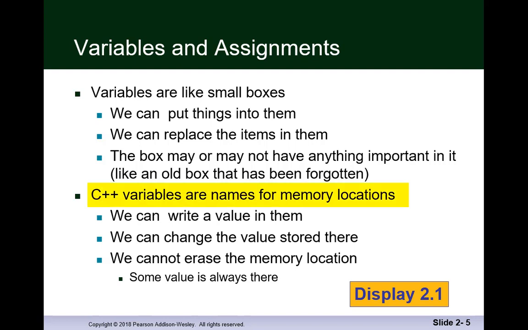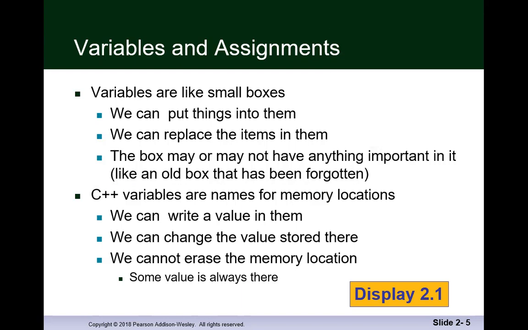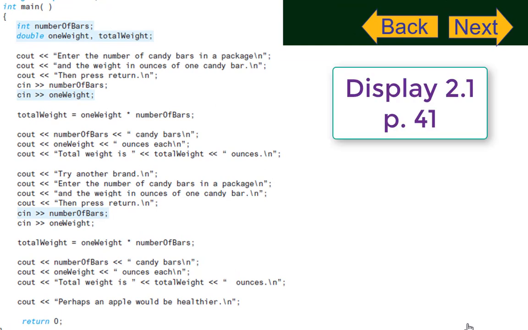In C++, variables are names for memory locations. You can think of those memory locations as boxes that hold important data and information. We can write values into them, and we can change what's stored in those memory locations as well. However, we cannot erase the memory location. There's always something in there. Here is a sample program from your textbook.